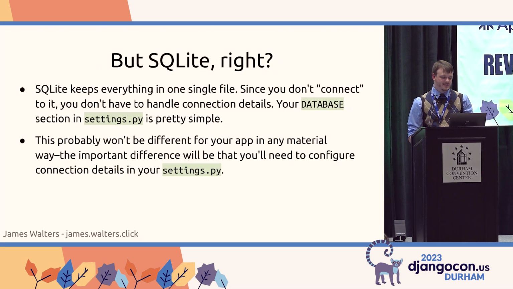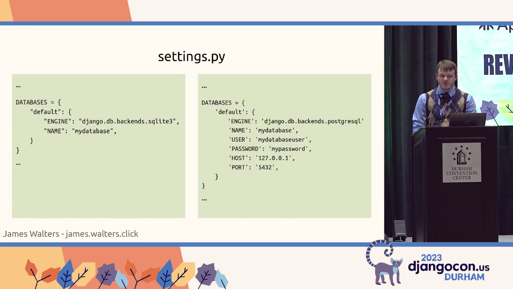So here's a couple of examples straight from the Django docs. On the left is what your database's section of settings.py looks like when you run startproject. You just have the database engine, in this case SQLite 3, and the name of the database. But over on the right, you see an example of what this might look like if you set it up on Postgres. You have the database engine and name, but you also have a host and port to connect with, as well as login credentials.